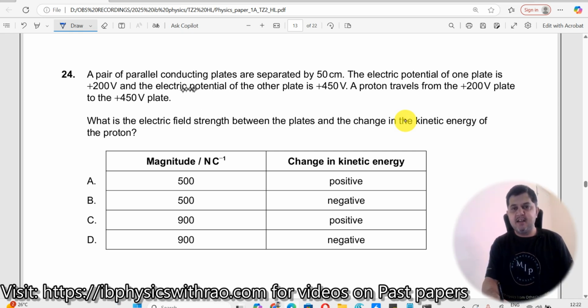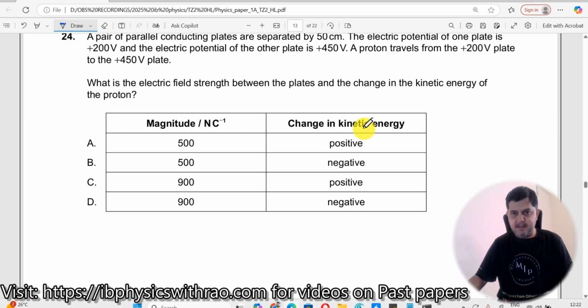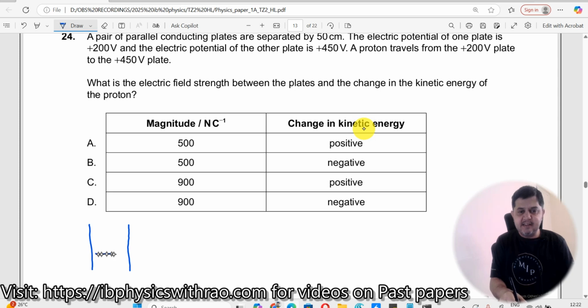A pair of parallel conducting plates separated by 50 centimeters. You can write down two parallel plates like this, and the distance between them is 50 centimeters. The electric potential of one plate is 200 volts. The other plate is 450 volts. The proton travels from 200 volts to 450 volts.